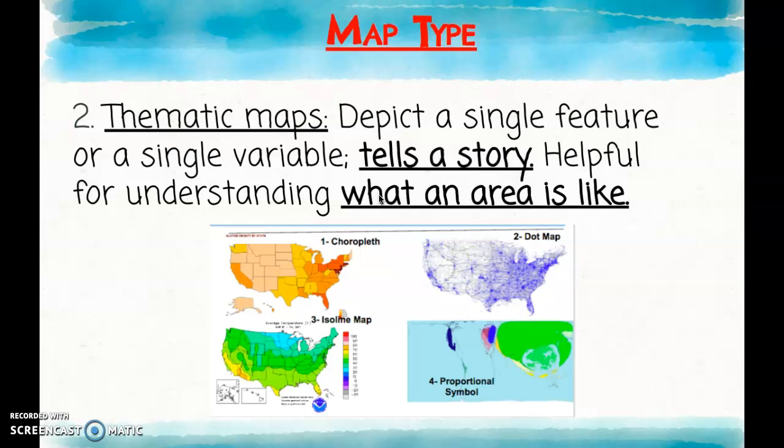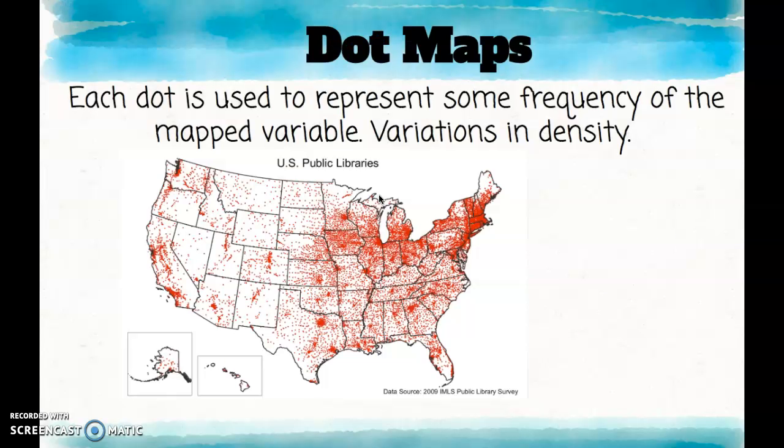Now, the next category of maps are thematic maps. And thematic maps we use less to see where something is geographically located and more to figure out a story, right? So thematic maps are oftentimes going to make an argument about something. And so they're more helpful for seeing or considering what an area is like rather than where it's geographically located. And so let's talk about the different kinds of thematic maps. The first is a dot map.